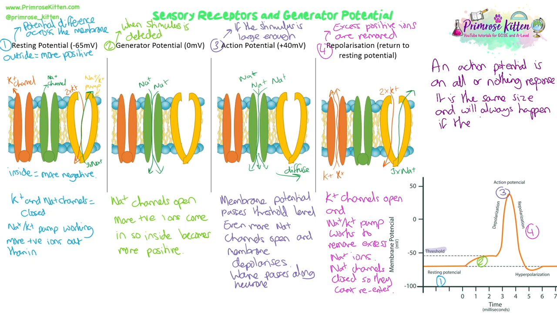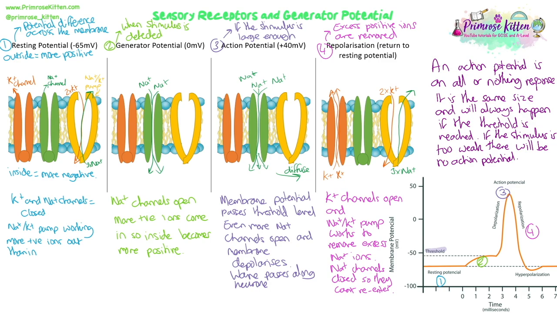If the stimulus is too weak and we don't reach the threshold, it won't happen. So either it will happen because the threshold has been reached, or the signal's too weak and it will not happen. There isn't an in-between, and there isn't a stronger action potential or a weaker action potential. There is no such thing. They're always the same in terms of the change in membrane potential. It's just about whether or not the threshold is reached by the generator potential. If it is, great, then an action potential happens. If it's not, then the membrane potential just goes back down to resting potential and we don't have an action potential traveling along the nerve cell.